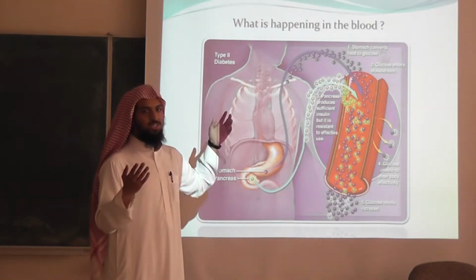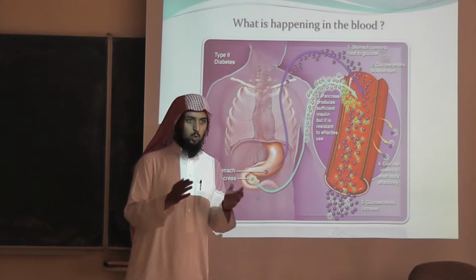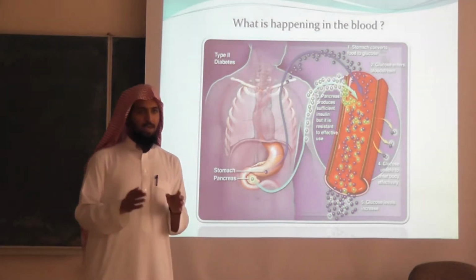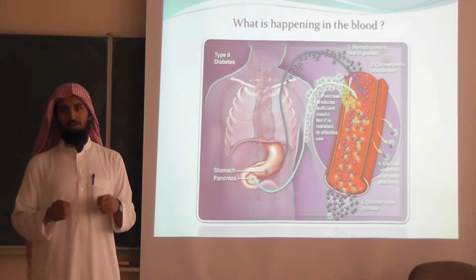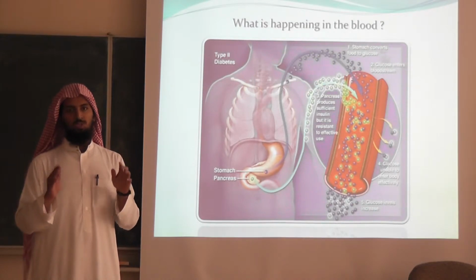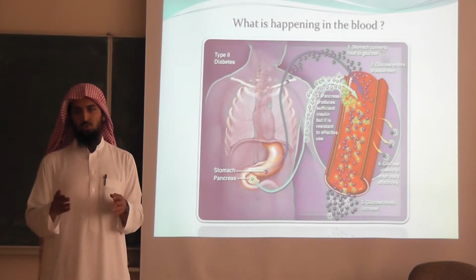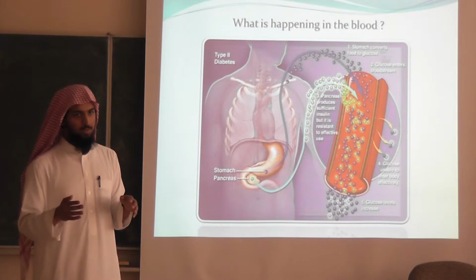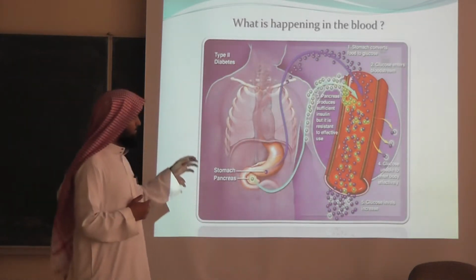So the question now, what is happening with the blood? Well, first, the stomach converts food into glucose. Then glucose enters the bloodstream. After that, the pancreas starts its job by producing insulin, which is unfortunately not enough or not effective to deal with the glucose. Therefore, the glucose will be unable to leave the bloodstream. Consequently, glucose levels will increase.